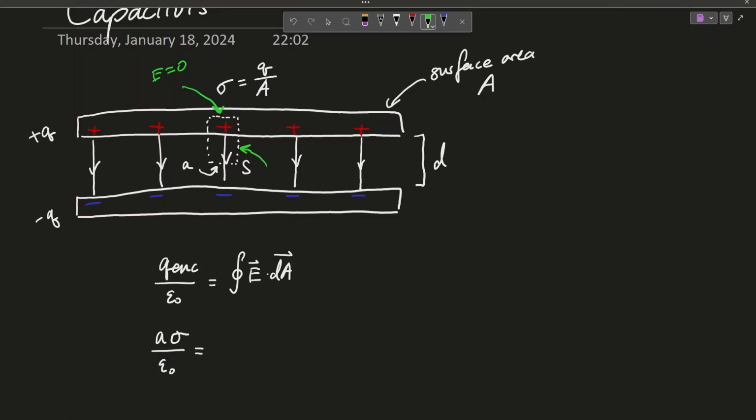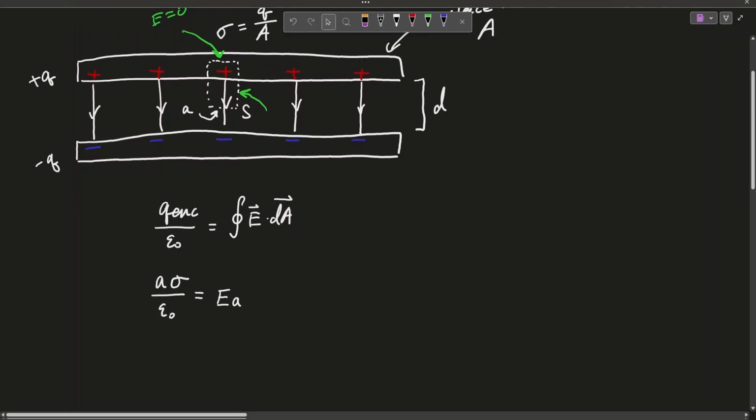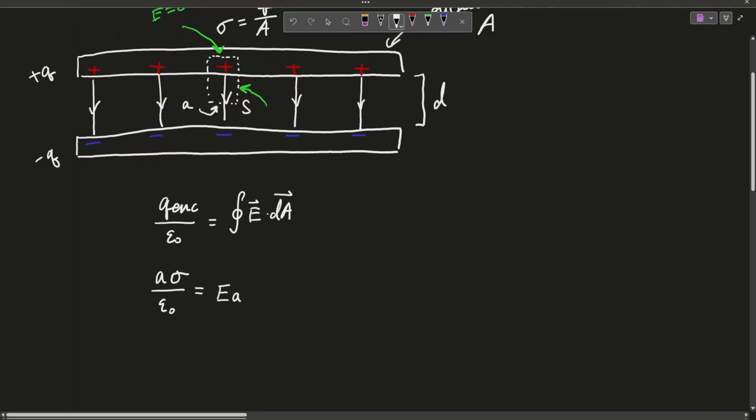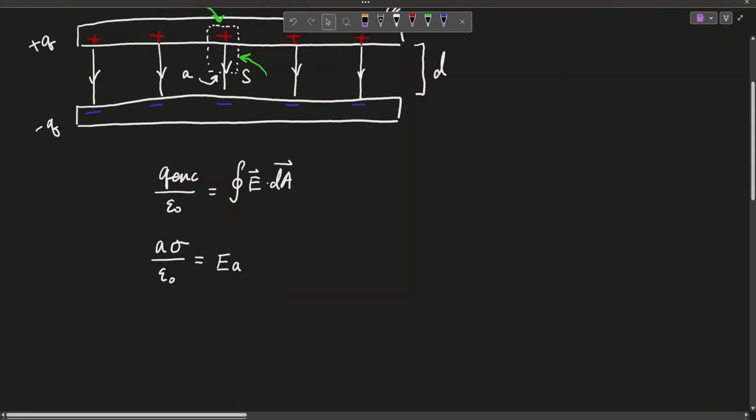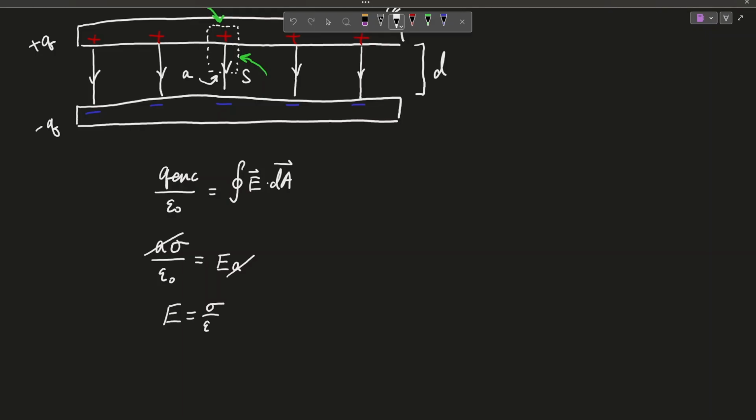So then we're just left with this bottom face, which will have area little a. This integral will reduce to E times little a, since of course the E field is going to be the same at every point on that bottom face, again by symmetry. Then these cancel out quite nicely, and I find that the E field is simply sigma over epsilon naught, or you could write that as Q over A epsilon naught, either way.